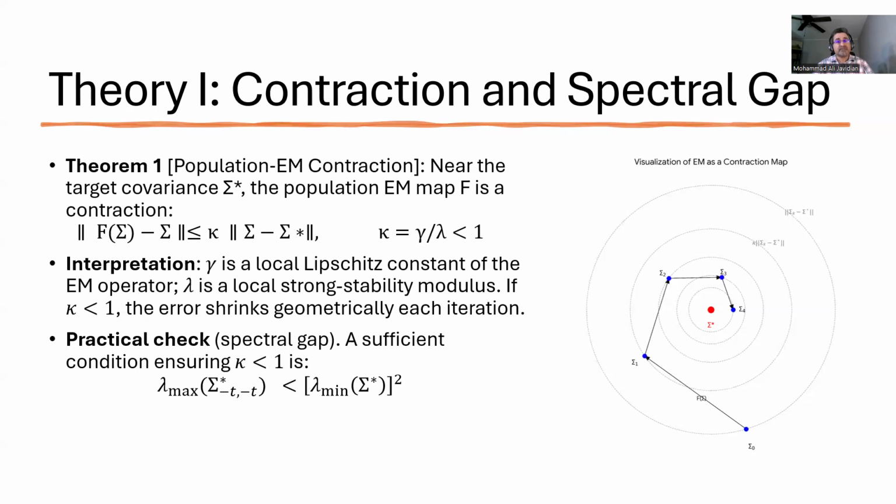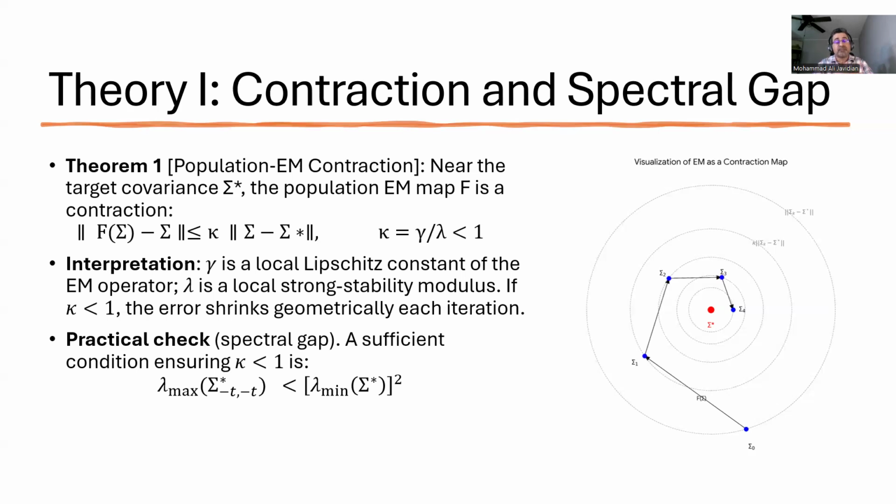Look at the figure. The points move inward across rings. Each ring is about kappa times the previous one. That's a contraction. The practical check is a spectral gap, a simple conservative test that tells us the largest eigenvalue of the non-target block of sigma star is smaller than the square of the smallest eigenvalue of the whole sigma star. If that holds, we are in the kappa less than 1 regime.